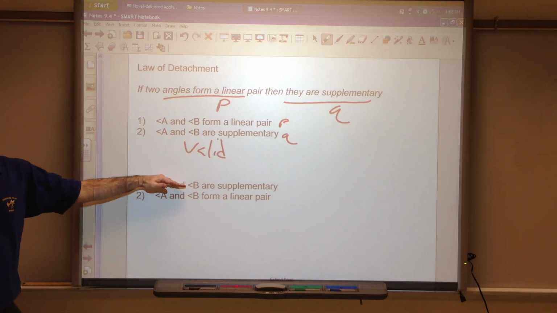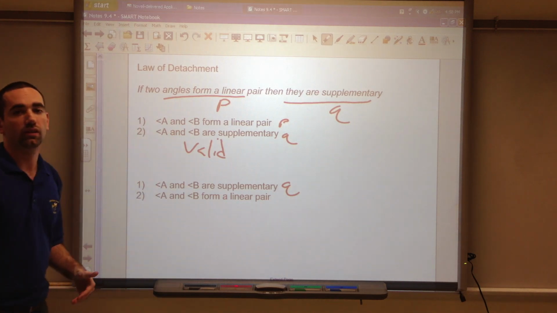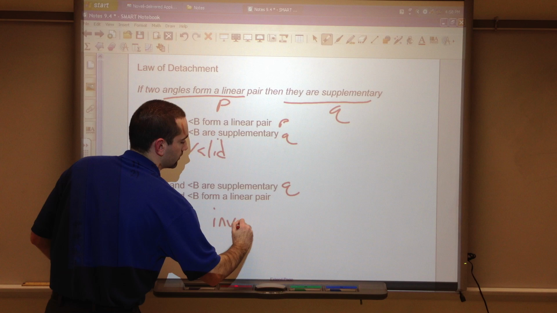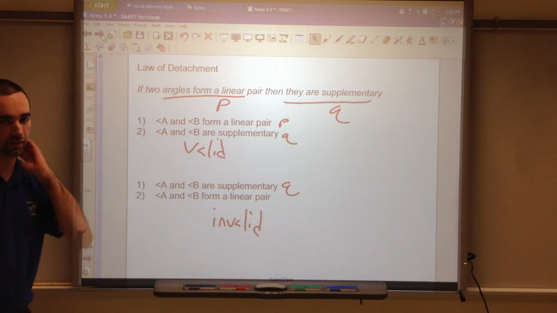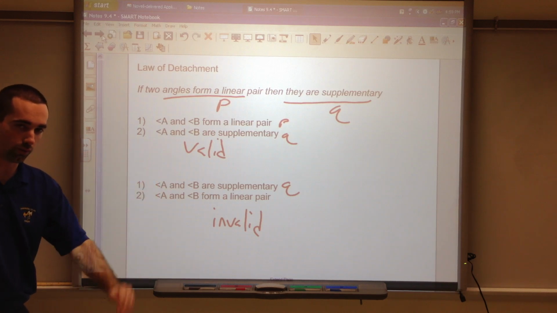A and B are supplementary. Does that match P? No, that matches Q. It's already invalid. Has to follow the format. If P, then Q. P, Q.